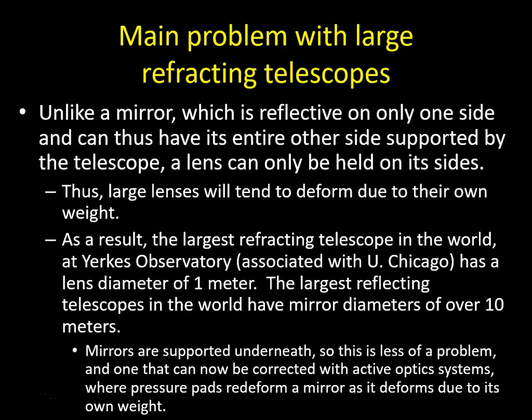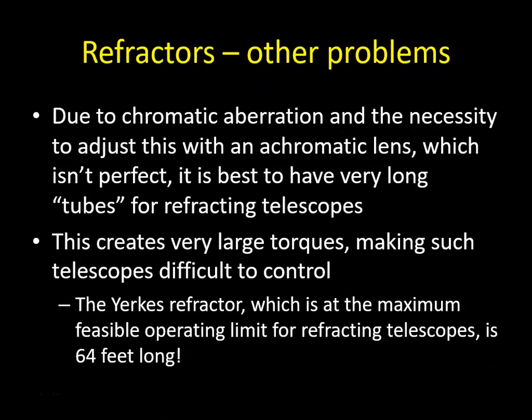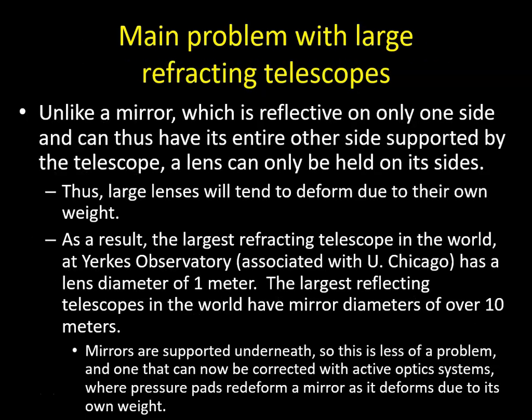So there's a big problem with refracting telescopes in addition to the fact that you're dealing with chromatic aberration. One of these is that when you have a very large lens, the lens will tend to get deformed by its own weight, especially as you change angles and stuff like that. After all, this is a large piece of glass that is held at the edges.